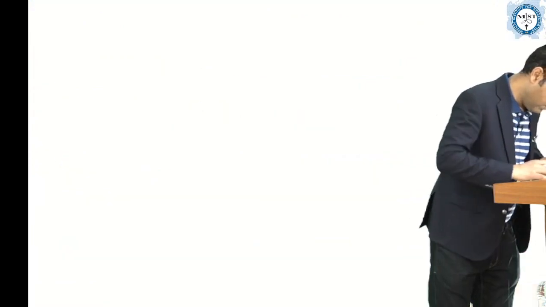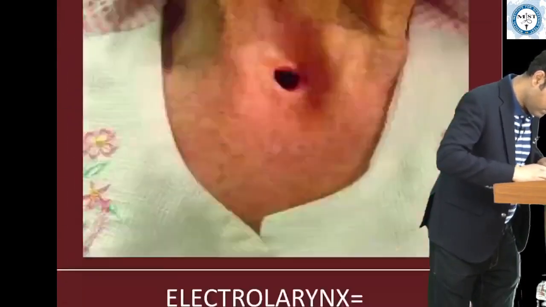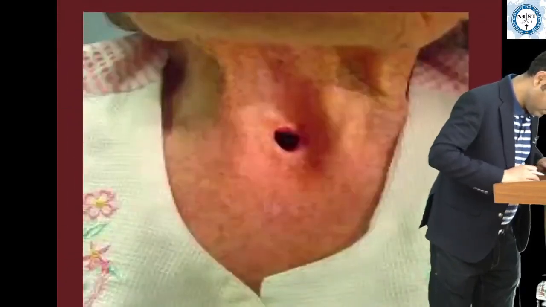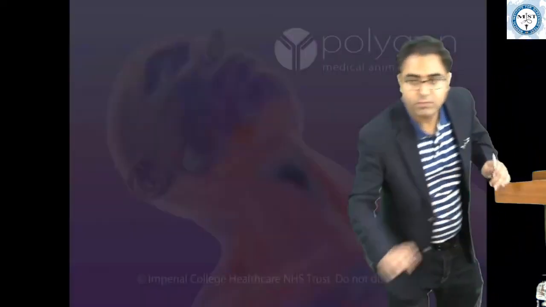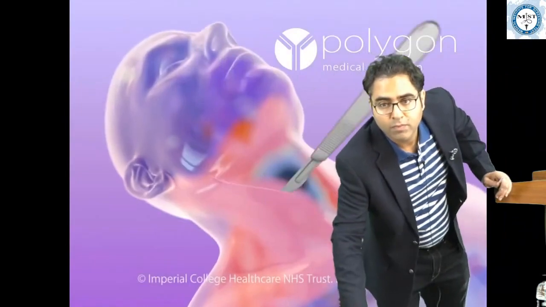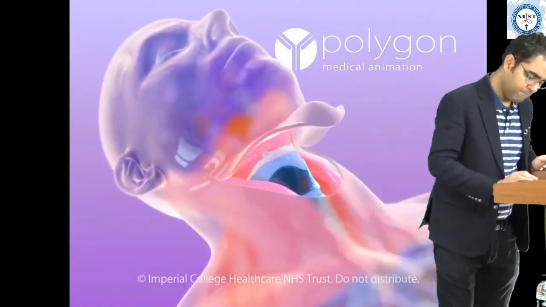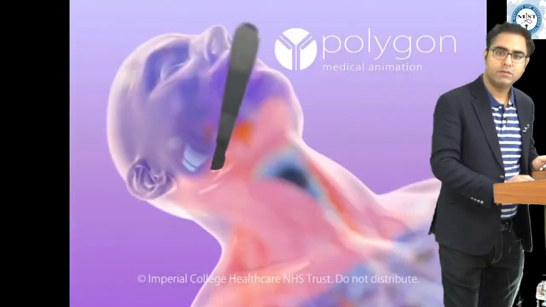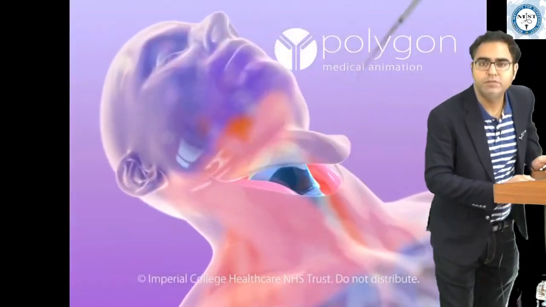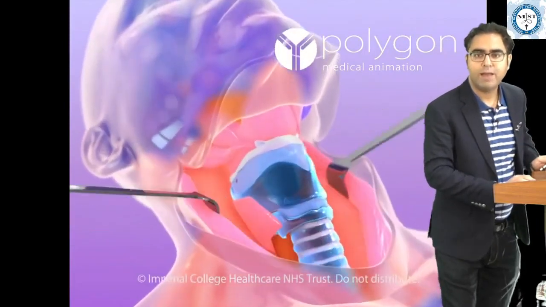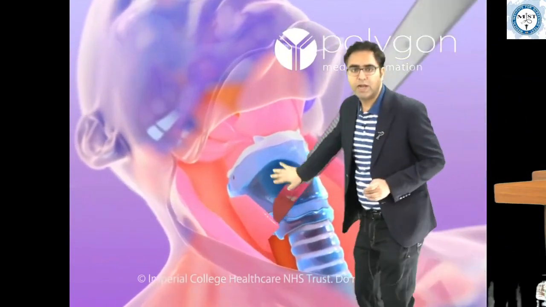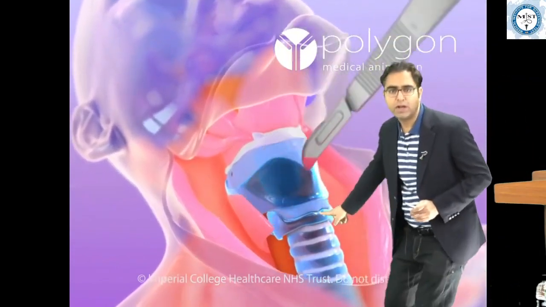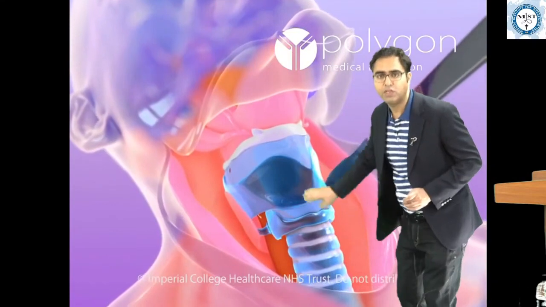Now let me show you. Please see, this is the incision. This is total laryngectomy surgery. You elevate the flap. Now which cartilage is this? Thyroid cartilage. This is cricoid cartilage, trachea.